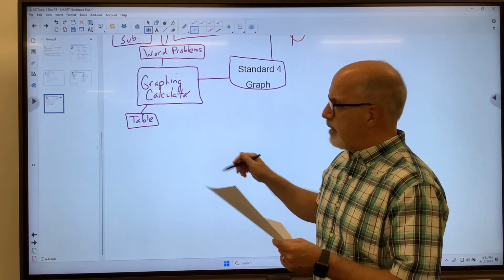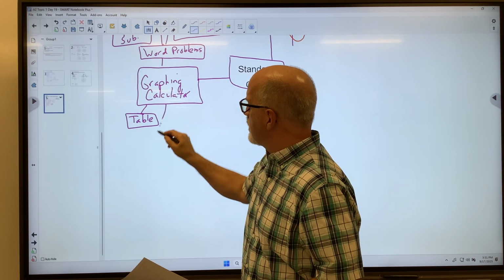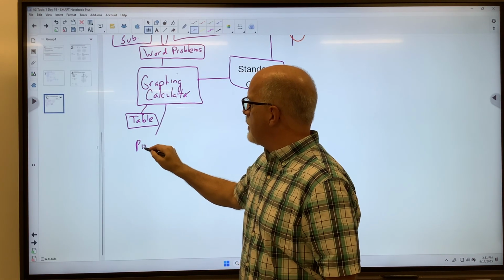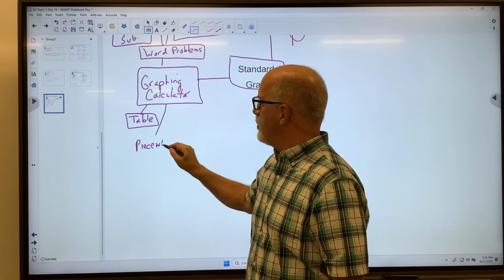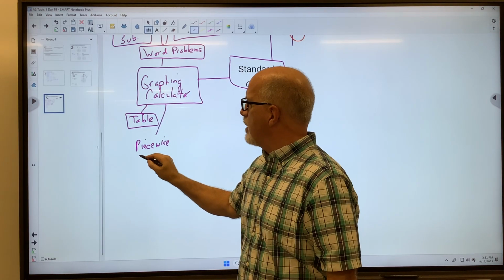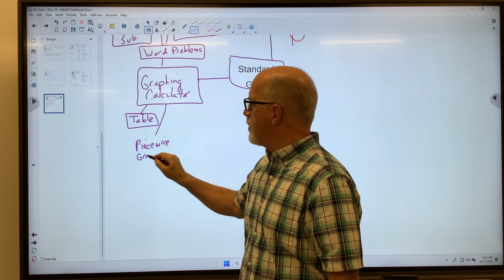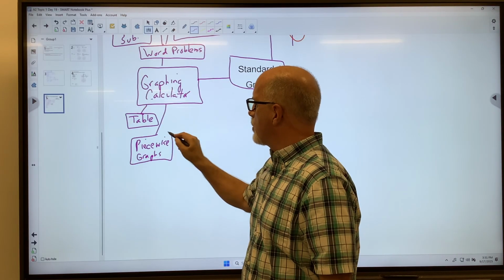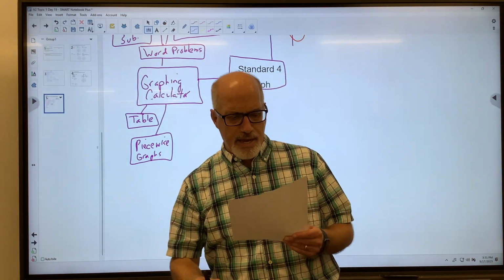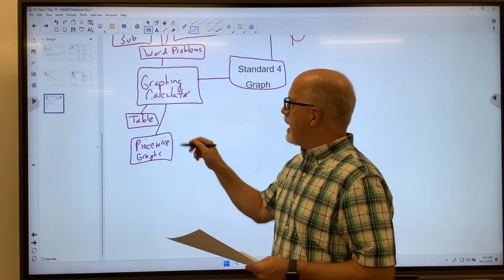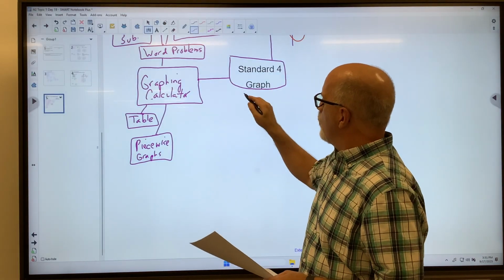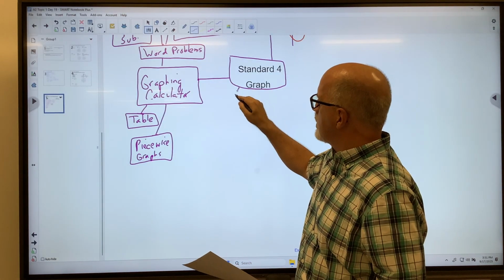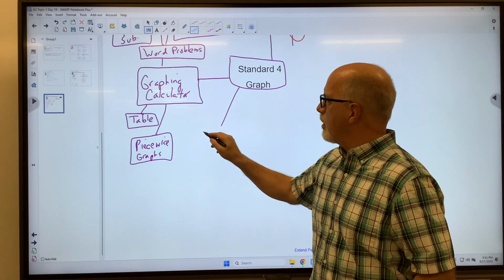Then we also did piecewise graphs. With the piecewise graph, you might use your graphing calculator to do each of the pieces and then make sure you restrict them according to the domain that they have. And then we looked at, with our graphing, doing domain and range.